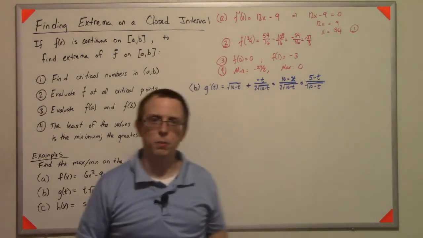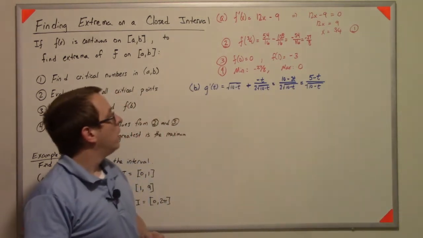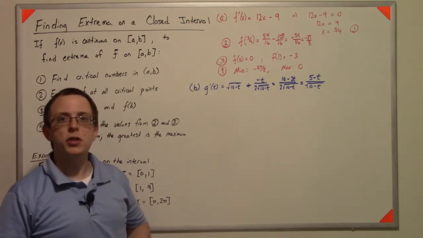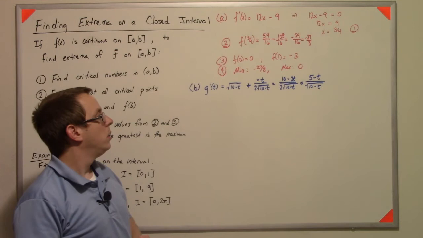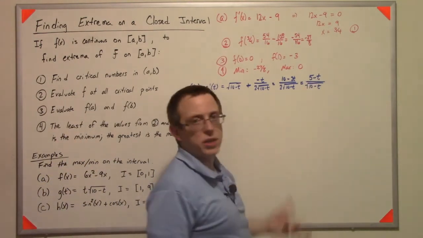Okay, so we have to figure out where this derivative is equal to 0 and where it does not exist. So it's equal to 0 when t is 5.